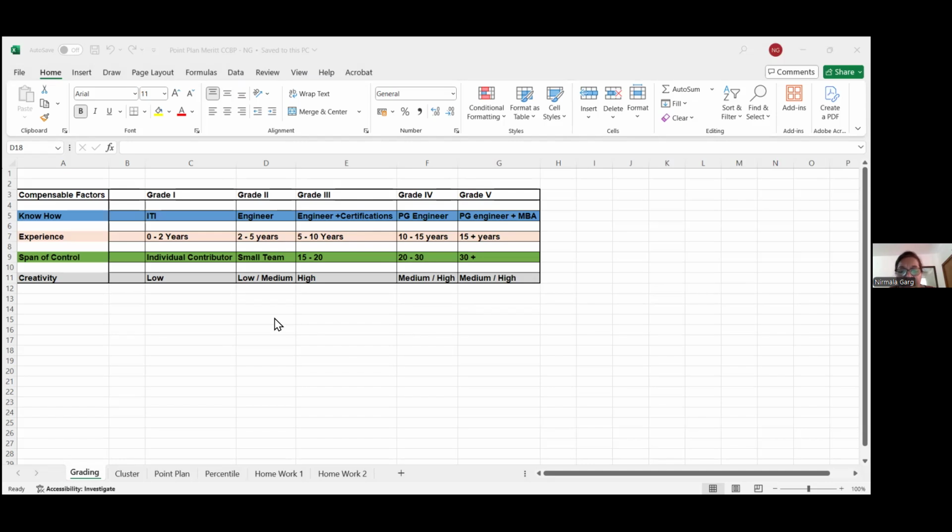Compensable factors are those factors for which I pay. Say, for example, when you recruit somebody, you are looking at what? Education, right? Experience. You are looking at maybe product knowledge or certain competencies. But when we are evaluating a job, we are saying this job needs particular know-how. It could be in terms of what? Skills, education, etc. It needs a certain amount of experience. It needs a certain amount of what? Span of control. So there could be many compensable factors.